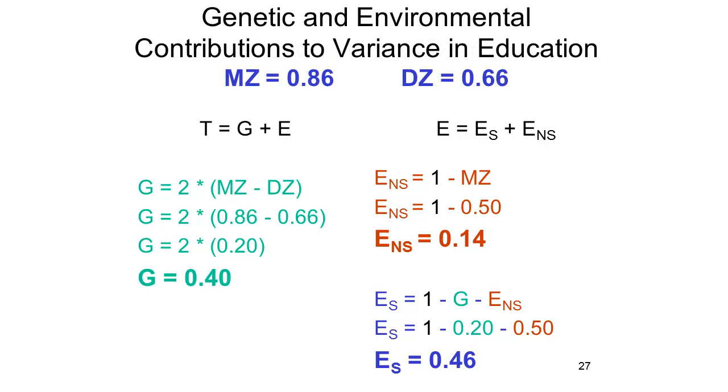Here is similar data from a twin study of educational achievement, how much schooling people get. Again, monozygotic twins, very alike on this, show a correlation of about 0.86.